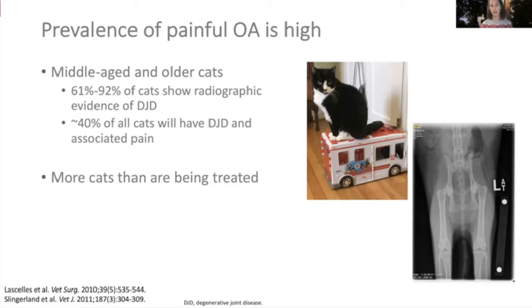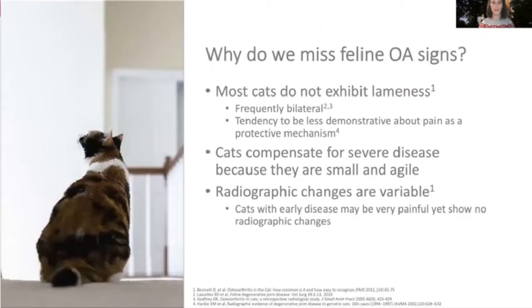If you think about how many cats in your practice you're treating for OA or degenerative joint disease, imagine that population over 10 years and what percentage of them are being managed for DJD. It's probably way less than that 61 to 92%. And in part, that's because we'll miss those signs of feline OA. We can overlook those signs of degenerative joint disease, chronic pain in cats. And there's several reasons for that.